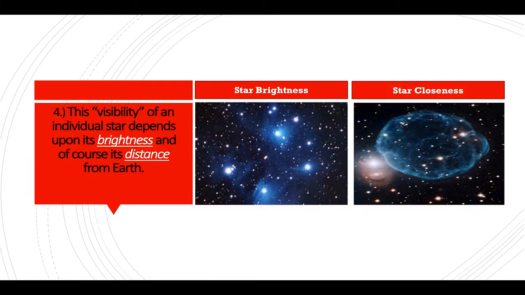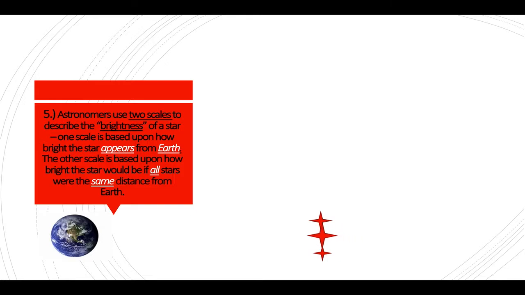This visibility, quote unquote, of an individual star depends on how bright it is and how far it is. And so we're looking at star brightness versus star closeness. Those combination factors are the ones that we're able to pick up even with our technology. And because of this, we use 2 scales to describe the brightness of the star. One scale is based upon how bright the star appears from Earth, and the other scale is based on how bright all the stars would be if you line them all up the same distance. And we're going to talk about that where those little graphics show them all lining up.